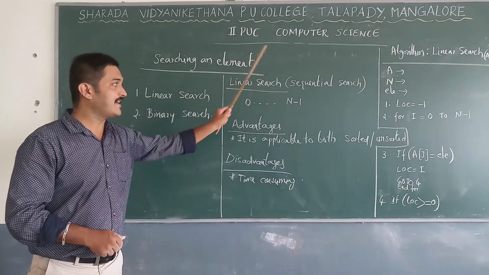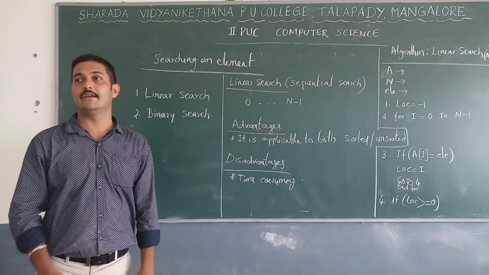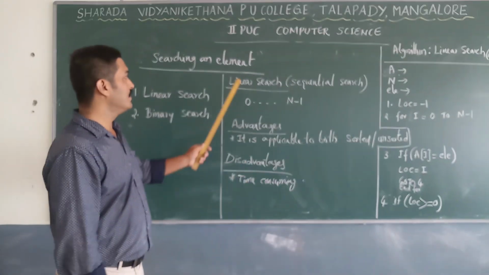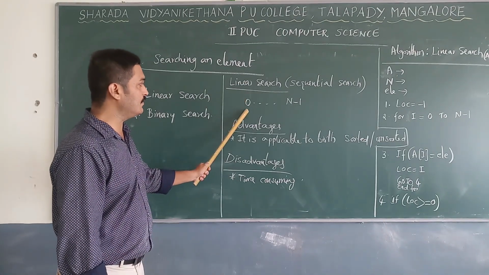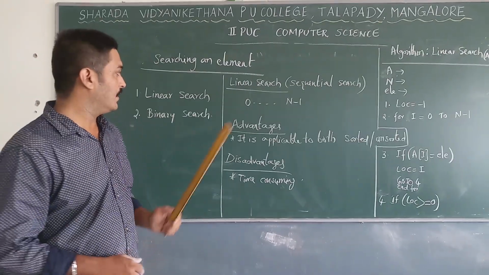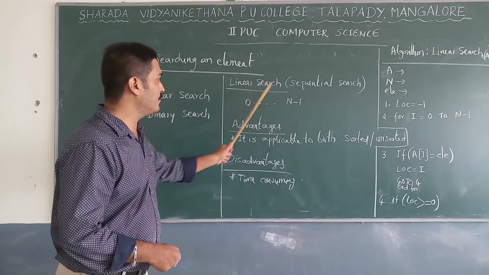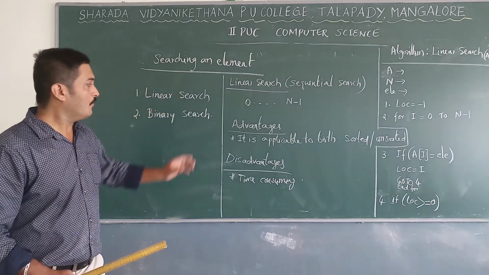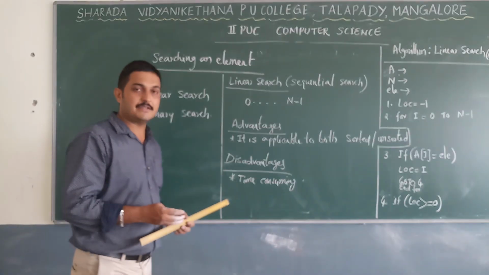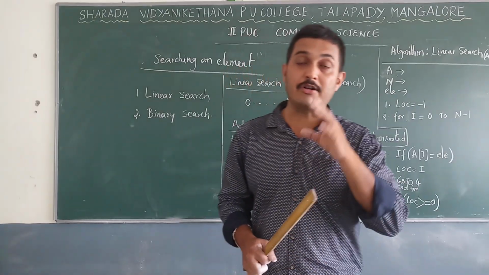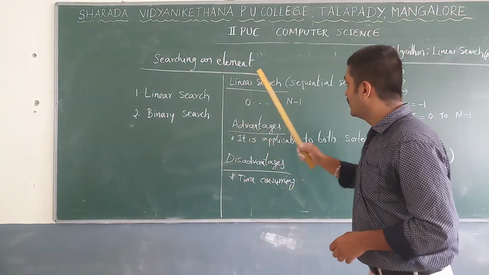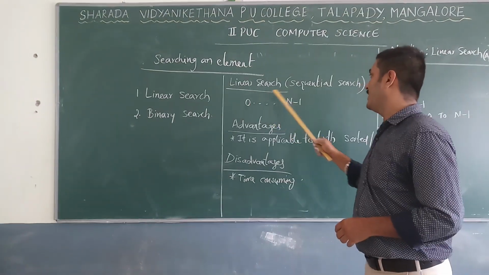Linear search is also called sequential search, and here searching involves starting from the 0th element to the n minus 1 element. So what are the advantages of linear search? See, linear search is applicable to both sorted lists and unsorted lists, because we are starting from the 0th element to the last element.